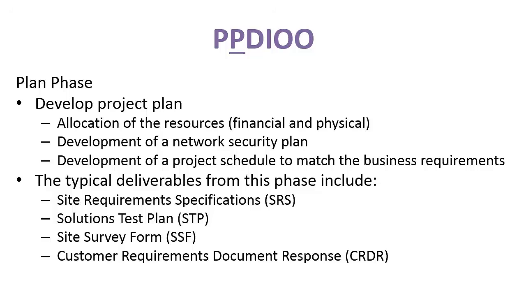Now, if there is an existing network in place, then the project plan is developed, but only after an audit of the existing infrastructure to see what issues remain, what issues need to be addressed. The typical deliverables from this phase include site requirement specifications, solutions test plan, a site survey form, or customer requirement document response.